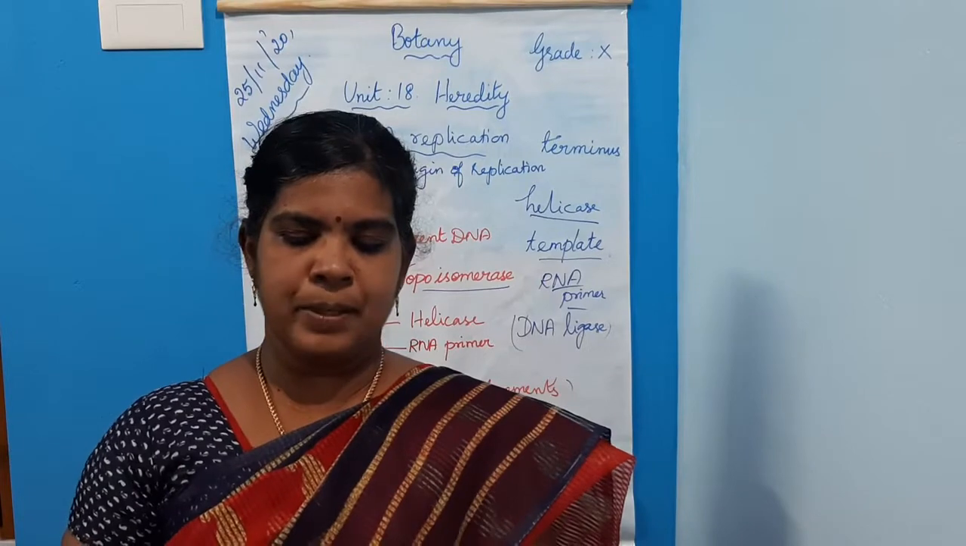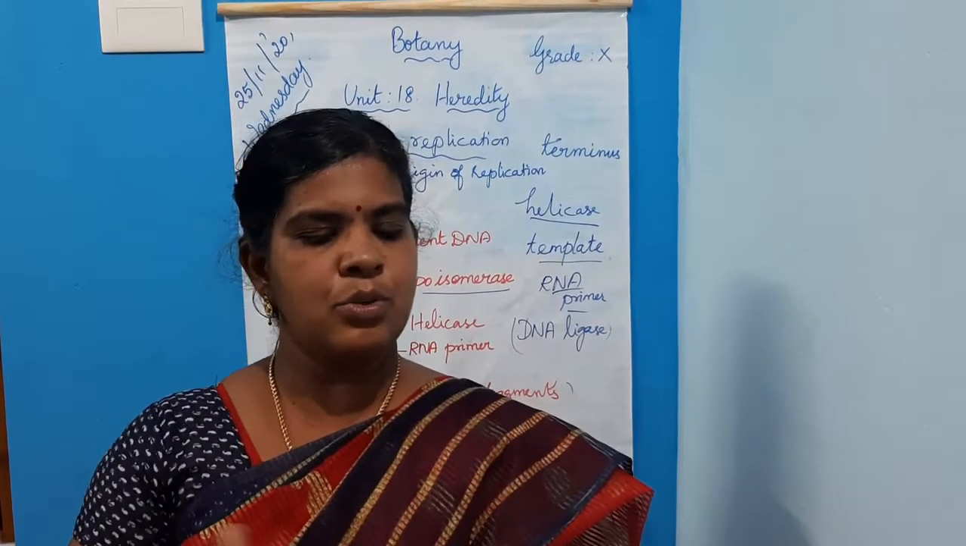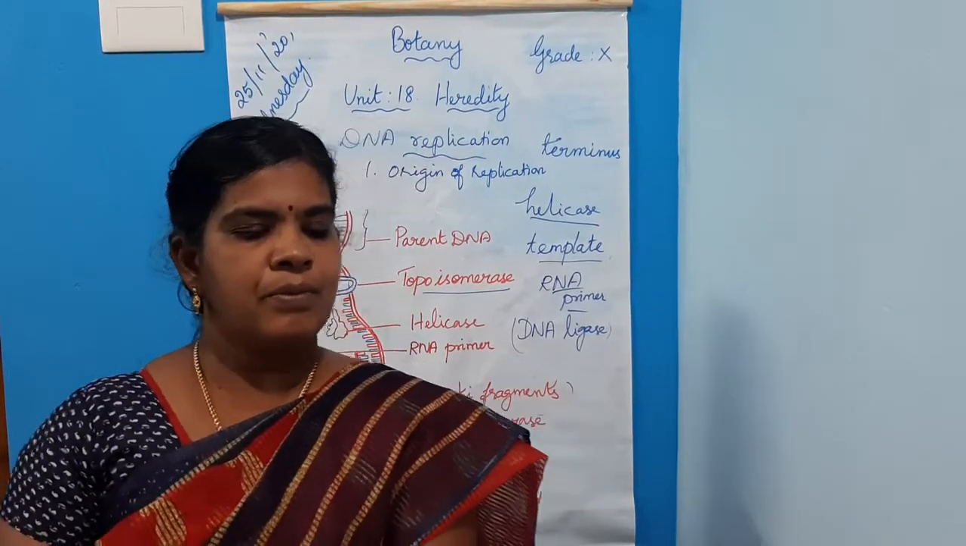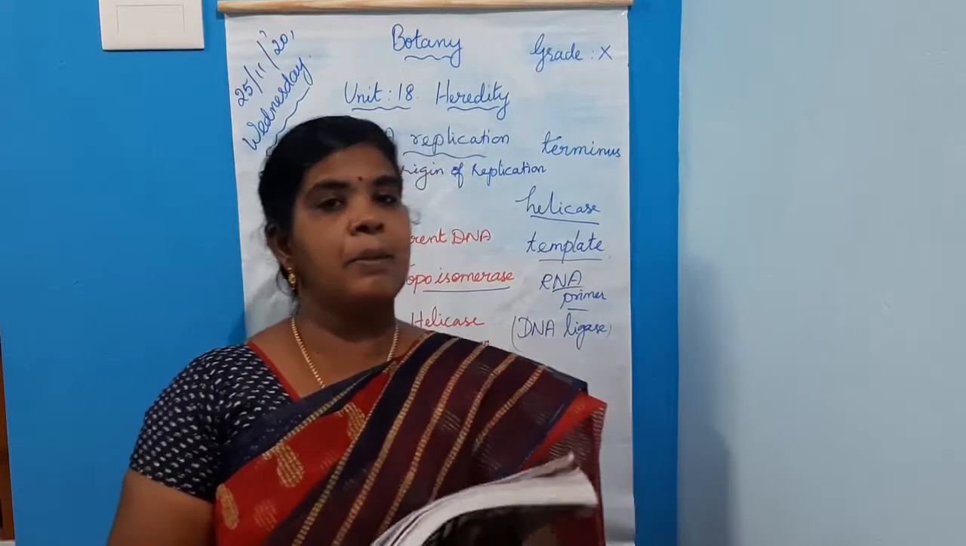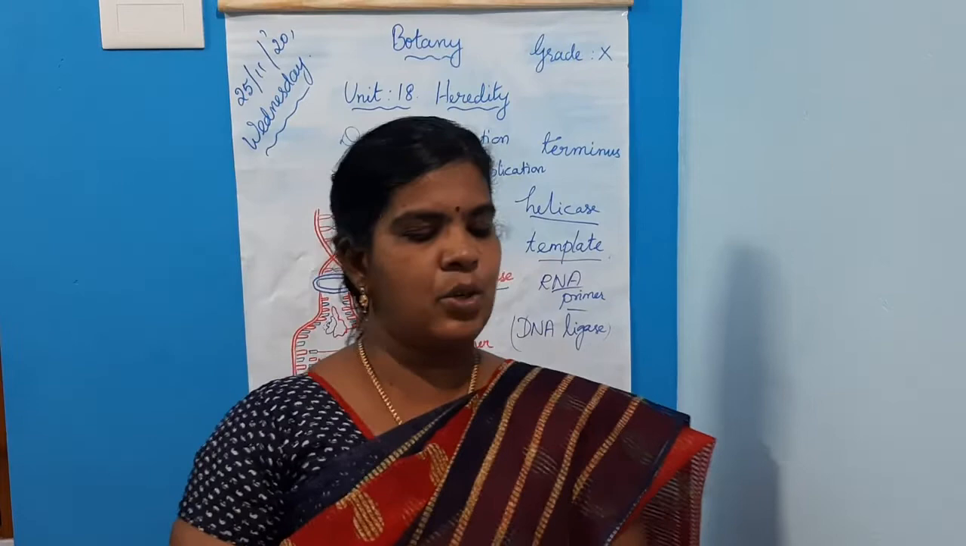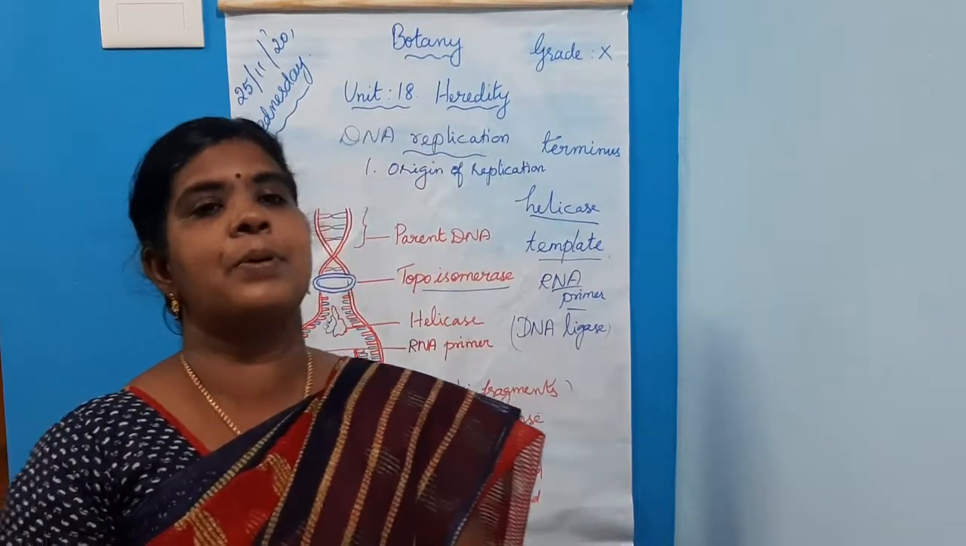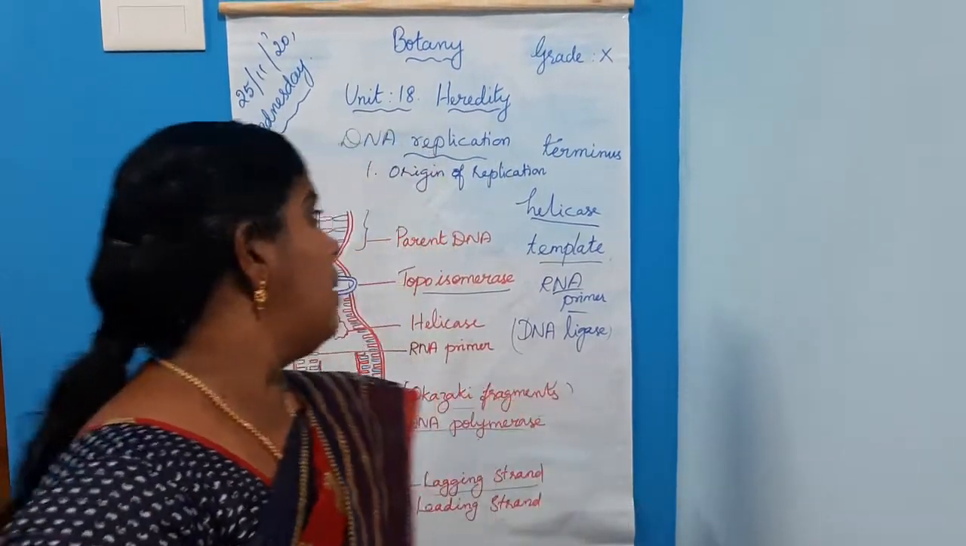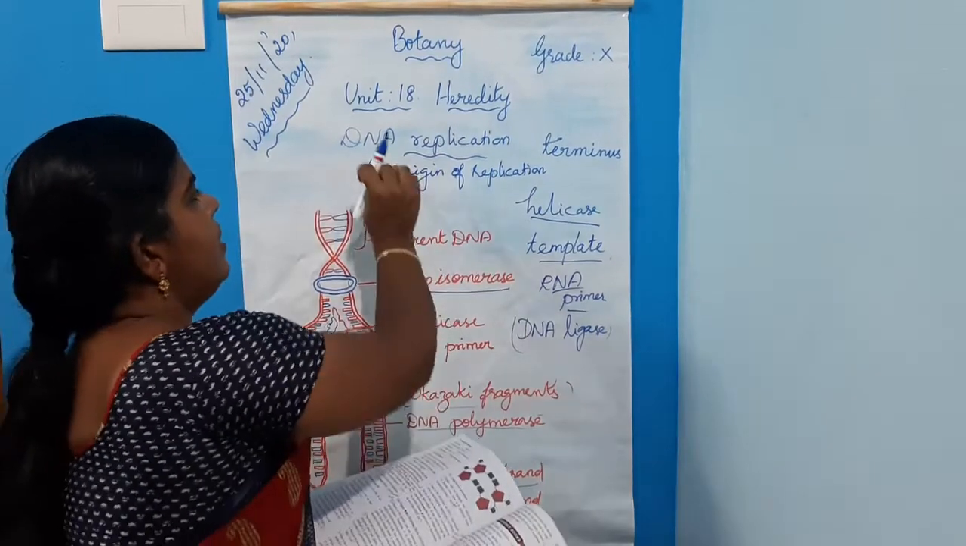Now turn to the next page, 272. Fifth question, Roman number 5. Name the bond which binds the nucleotides in a DNA. Phosphodiester bond. Write it down.